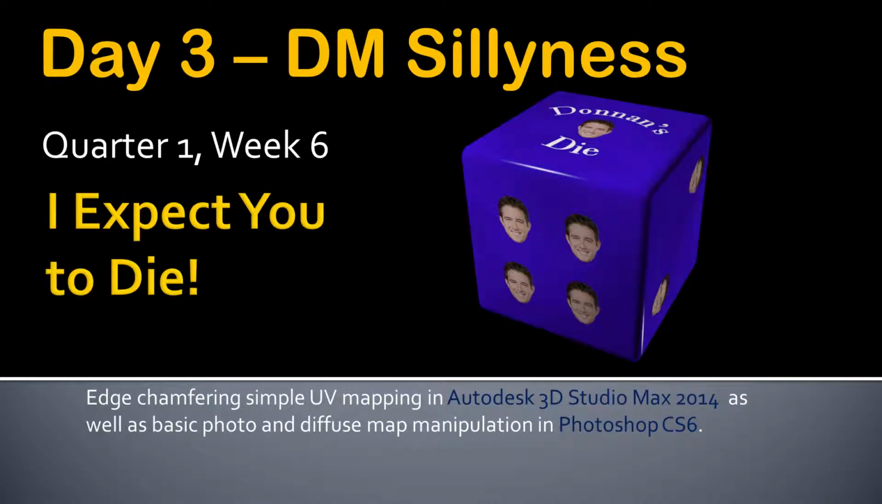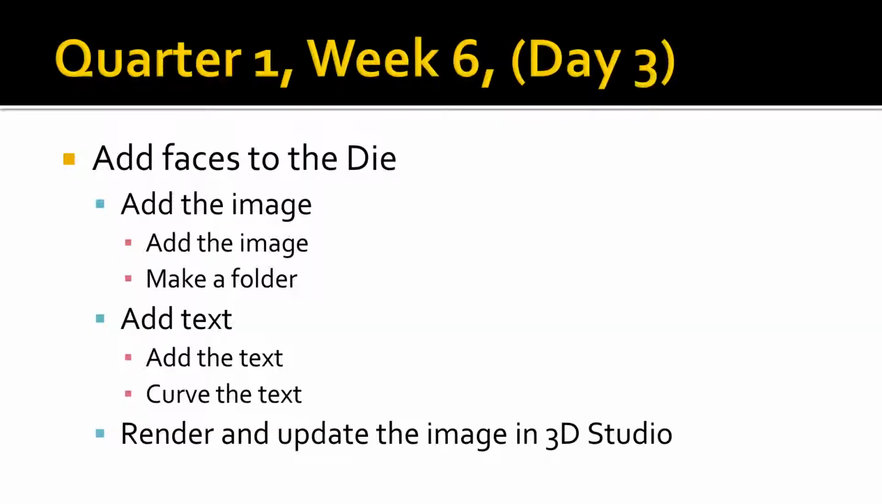Alright, now today we're going to be doing dumb stuff. It's just going to be what I call DM silliness. So our diffuse map, we're going to do some silly stuff. In our case, I'm going to put my face all over the die. Instead of having pips, it's going to be pictures of my pretty face. So we're going to add faces to the die, and we're going to add the image.